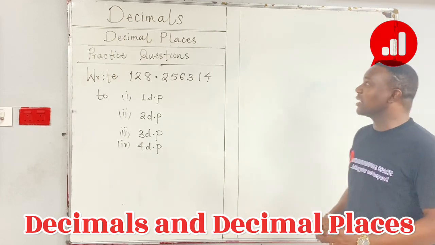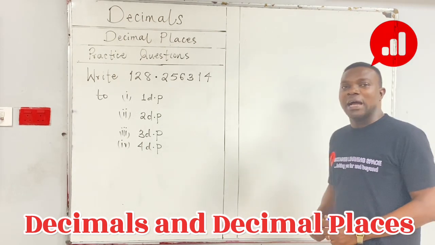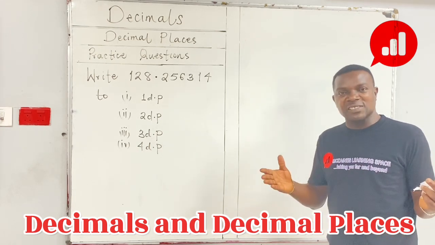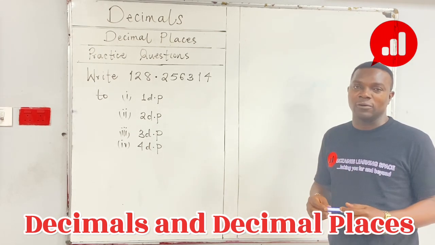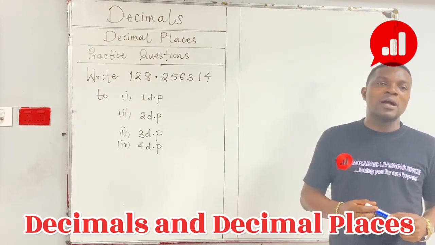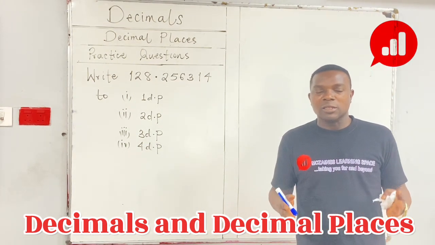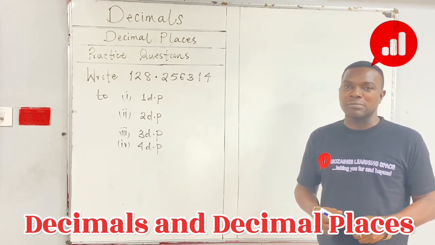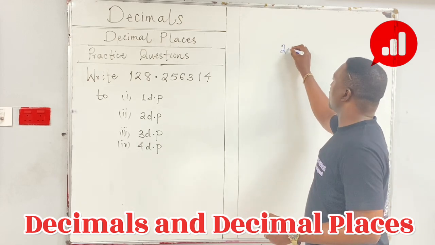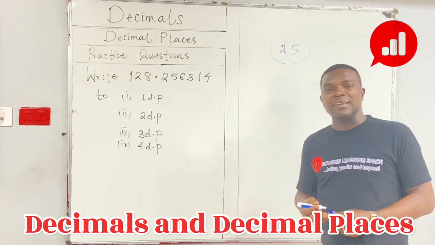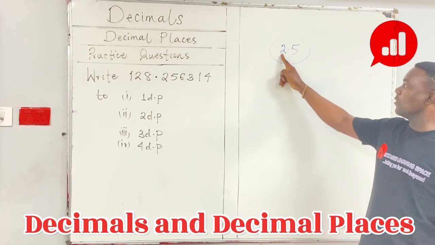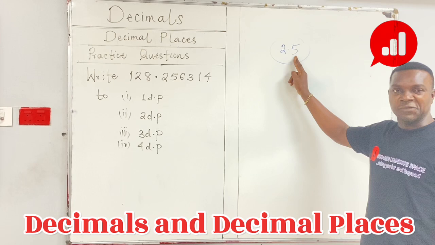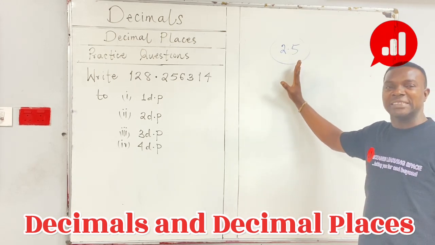So today we're looking at decimals. And under decimals, we're going to be looking at decimal places. Now, the first thing you need to understand is what is a decimal. A decimal is a number that has two parts, the whole number and the decimal part, with a decimal point. So if I have 2.5, for example, this is a decimal number. It has the whole number part, which is the 2, and the decimal part, which is the 5. So this is an example of a decimal.